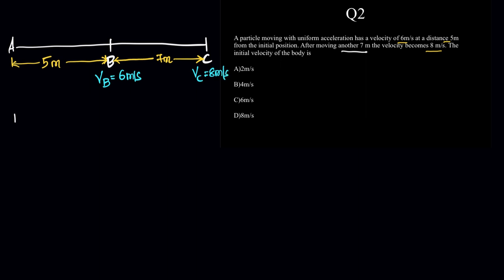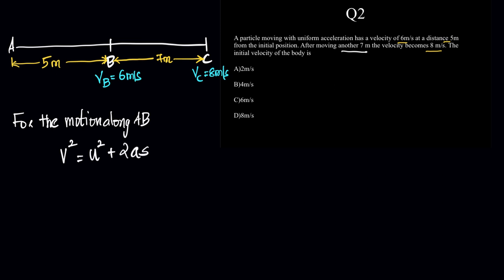Now, for the motion along AB, we can write the equation as V square is equal to U square plus 2AS. Now what will be the final velocity? The final velocity will be VB. So VB square is equal to initial velocity. Now initial velocity here is not 0 because the body is never said to be at rest, which means it possesses some amount of initial velocity.